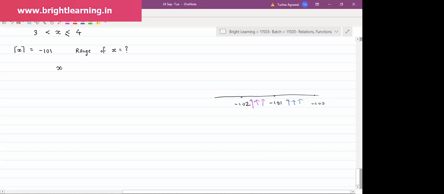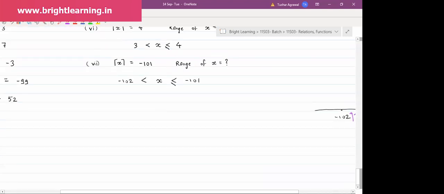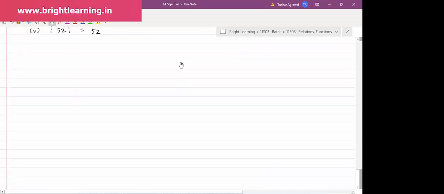What is the purple range? Between -102 and -101. So I will write -102 is to the left, -101 is to the right. This way first I will write. And what about the equality at the end points? Equality at -101 is allowed, but not at -102. Okay, this will be my answer. Clear? Yes, sir. The graph of this is similar to the greatest integer function, just shifted 1 unit upwards.